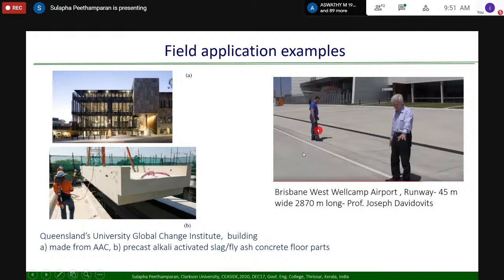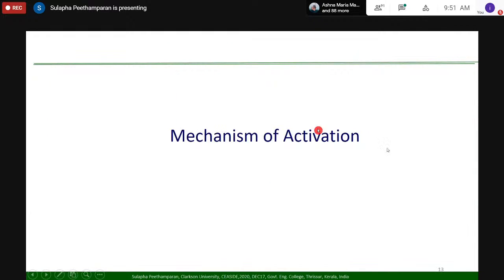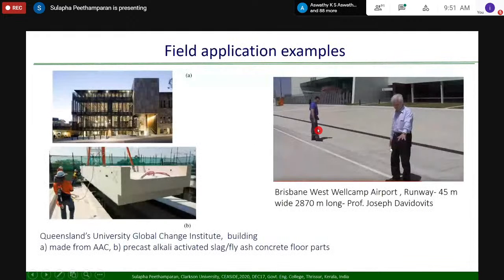The runway is made out of 100% cement-free concrete, and the person standing over here is Professor Joseph Davidovits. He's a French professor. He is the one who gave the name to this concrete, geopolymer concrete. He is still alive, and he is still very active in making and promoting this kind of concrete.